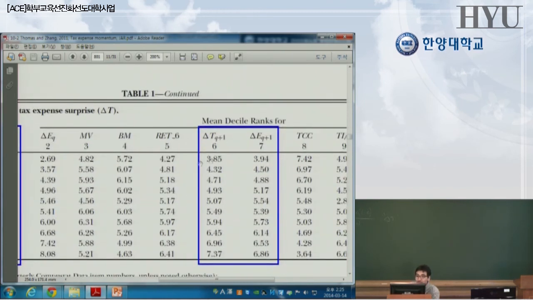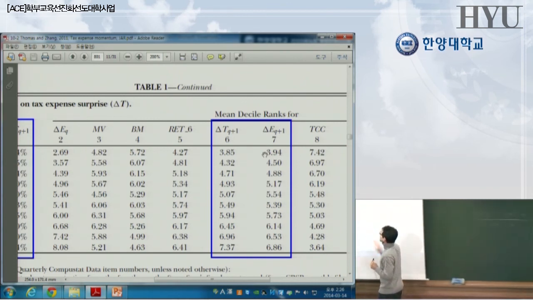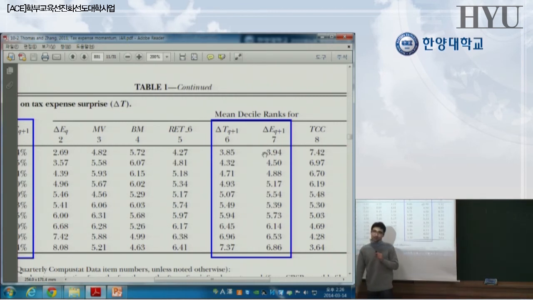And then another important thing is this part, earnings surprise next quarter. Again, this is nicely aligned. If we have a small number for this one, we have a small earnings surprise next quarter. If we have a large tax surprise today, then it is likely that we have a large earnings surprise tomorrow, basically 3 months later. So they argue that because of this factor and this factor, we can expect higher return. It is in line with their hypothesis, right?